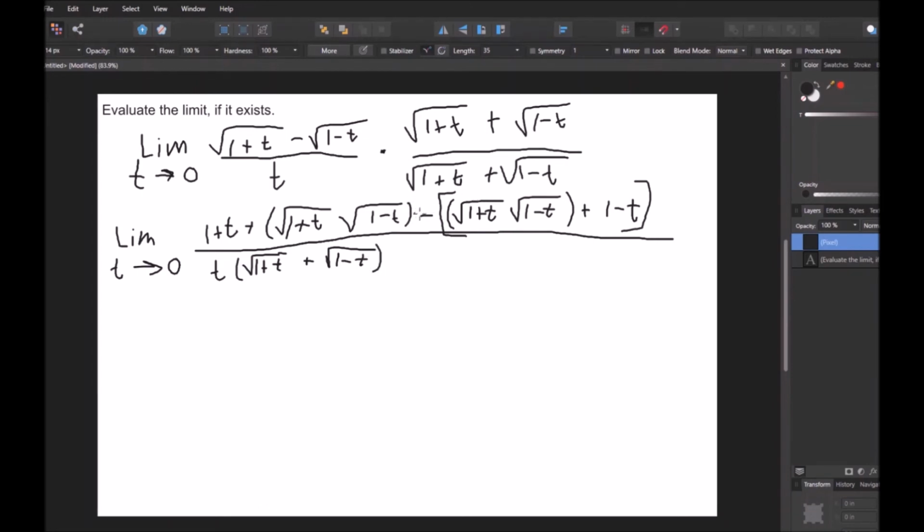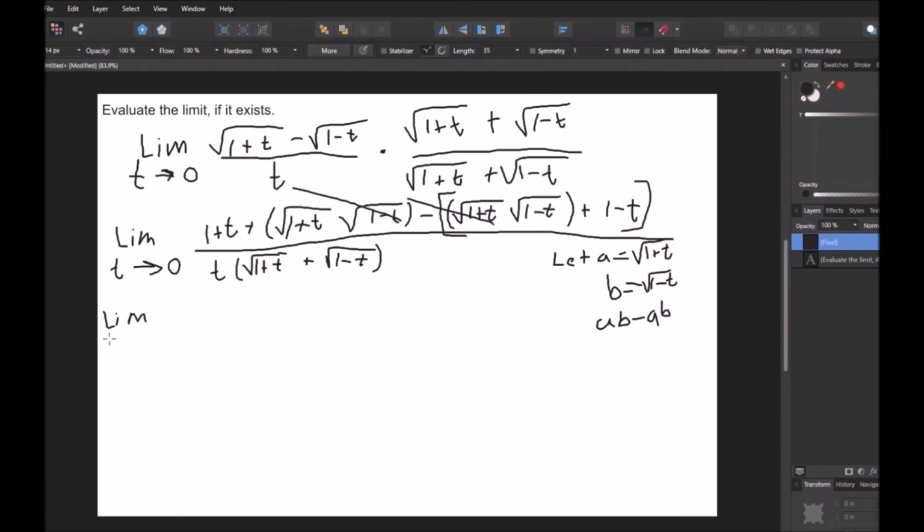Now if you take a look at this, like I said, we're going to distribute this minus sign. So this is basically the square root of 1 plus t times the square root of 1 minus t, minus the square root of 1 plus t times the square root of 1 minus t. In other words, if I let a equal the square root of 1 plus t, and I let b equal the square root of 1 minus t, I can see here that what I have is ab minus ab. So these end up canceling out.